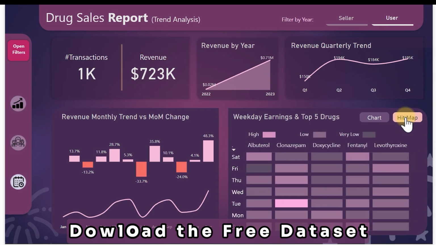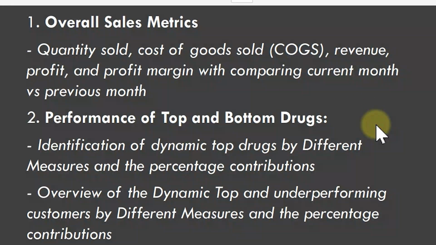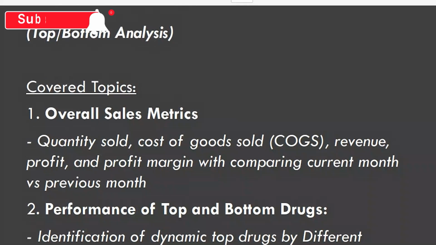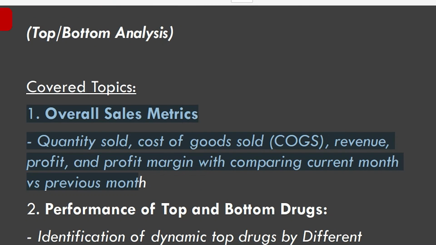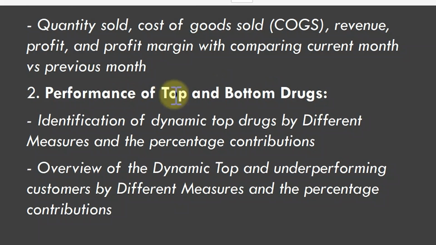So before we get started, let us look at the PDF we have for this particular class. So over here, we have a PDF. On this PDF, just go ahead and check on dashboard 1. On dashboard 1, we have actually created this particular part right here in the first video. Right now, we are starting with the second one, which is actually the performance of top and bottom drugs and as well customers.